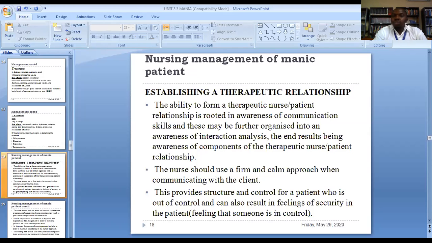So what are we saying? The nurse should use a firm and calm approach. Why should your approach be firm? It will show the patient that you are serious with what you're saying. It needs to be done. But why should your approach be calm? Because these patients are easily irritable. They easily get annoyed. This provides structure and control for a patient who is out of control and can also result in a feeling of security in the patient, that is, feeling that someone is in control. When you use firm language, the patient will actually notice that you are serious.